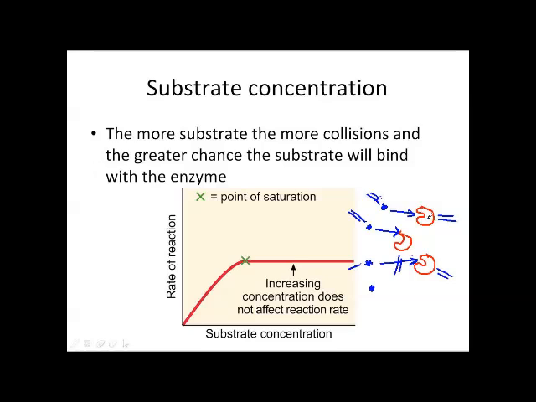It's only going to go at, say, 3 reactions every second, if these reactions take 1 second. However, if I keep on adding more substrates, it's still going to be 3 reactions per second. It's not going to increase past this point of saturation unless I increase the number of enzymes as well.